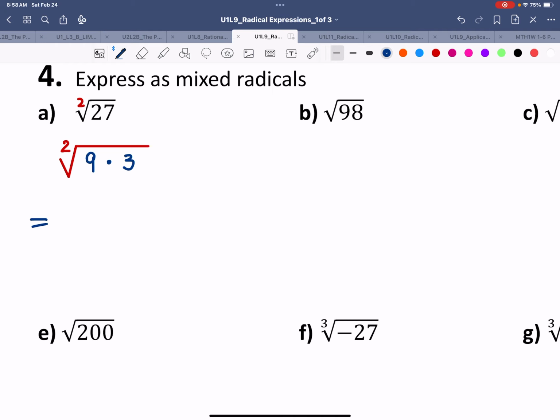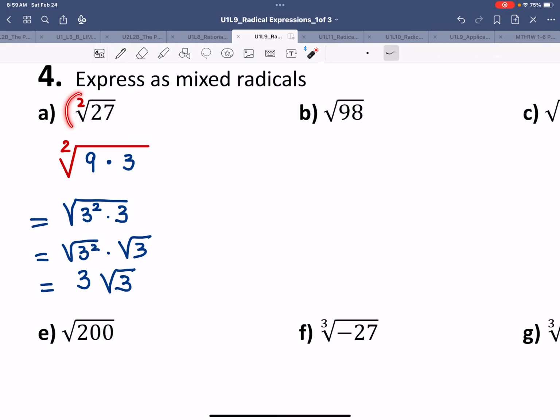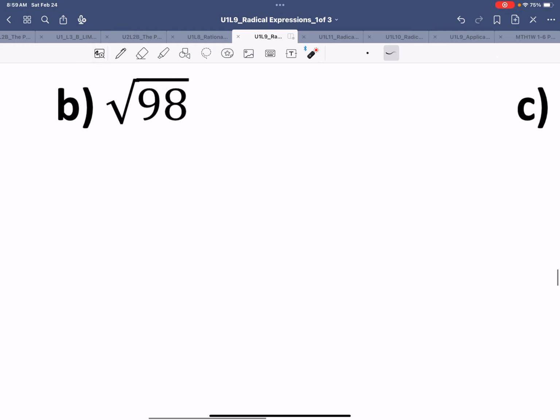So now that we know we have a perfect power of 2, we're going to rewrite this as the square root of 3 squared times 3, or the square root of 3 squared times the square root of 3. Square root of 3 squared is 3, so 3 root 3 is the mixed version of this radical number. Let's move on to the next question.